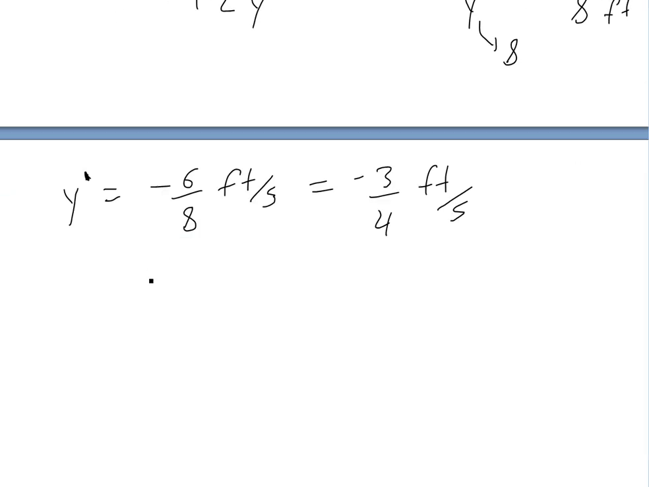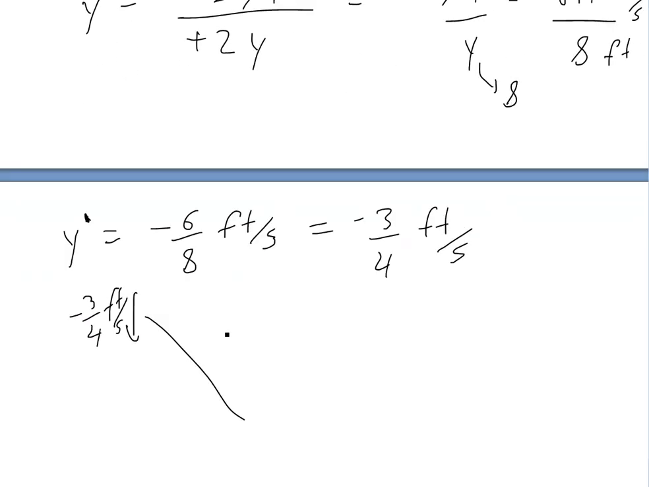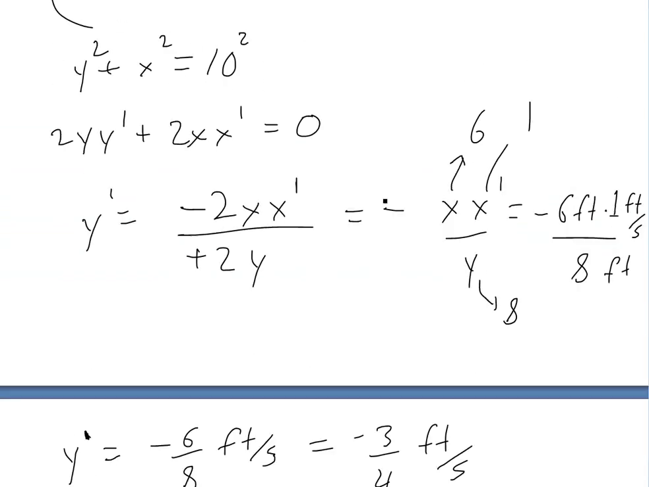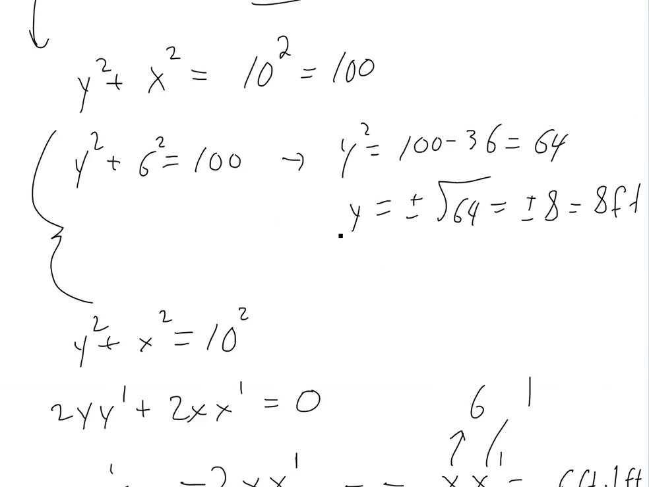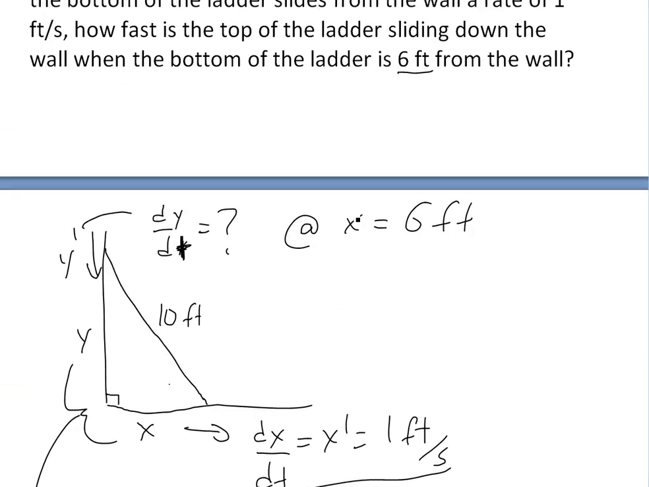This is the rate that the ladder is going downwards, at 3 over 4 foot per second, when x is equal to 6. When x changes, you're going to have different numbers, because this is based on x and y. So at different points as it's falling down, the rate changes. You could even try that out. Just put a ladder or whatever and try it.